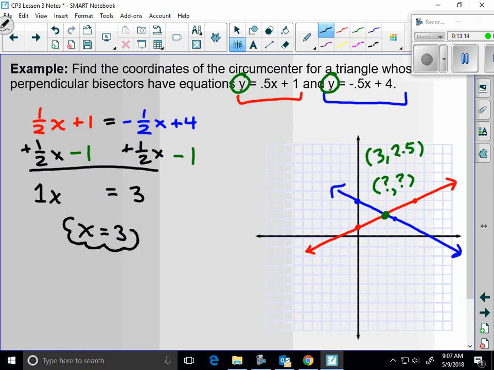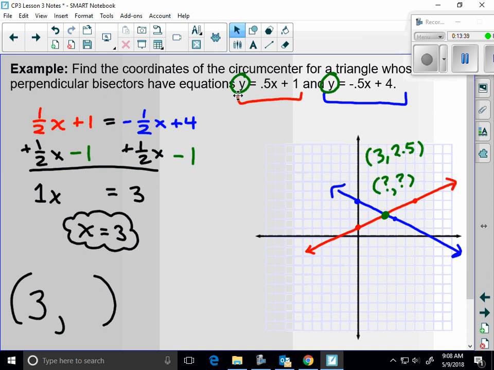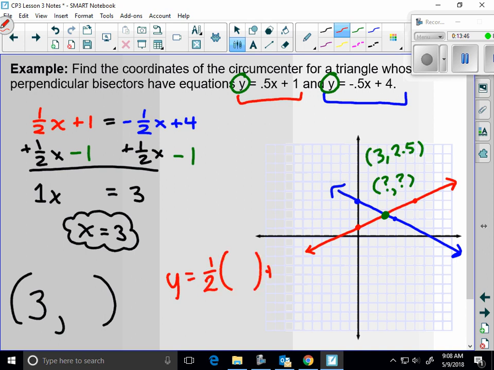Ooh, this is like solving systems of equations. I'm halfway there. Where could I plug a 3 to get an answer for y? Because I have half of the solution. I'm pretty good with my estimate. Where should I plug that? Into x, right? In either of the two original equations. I'm going to use the red one. So y equals 1/2 times x plus 1. And we know x equals 3.